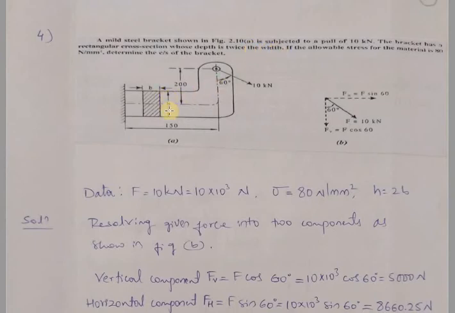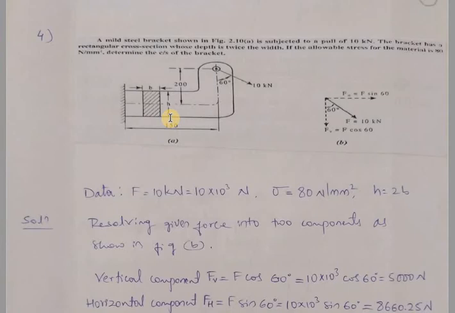So whose depth is twice the width. That means H is 2 times the B. Okay, that is what they have given. Depth is twice the width. If the allowable stress for the material is 80 Newton per mm square, so that is the allowable stress in the material, determine the cross section of the bracket. So we need to find the cross section of this bracket. So that is nothing but value of B and H we need to find here.